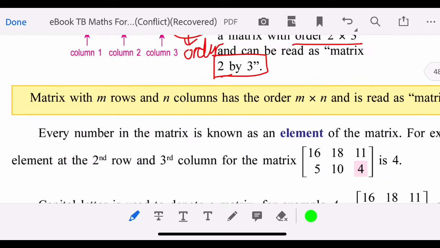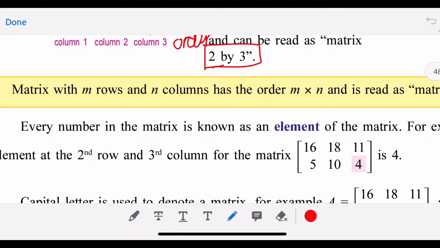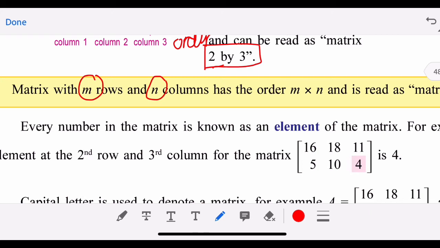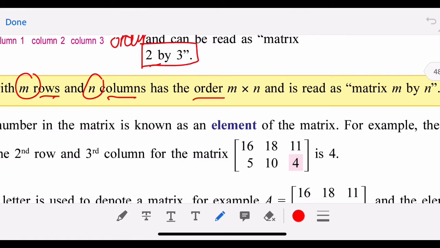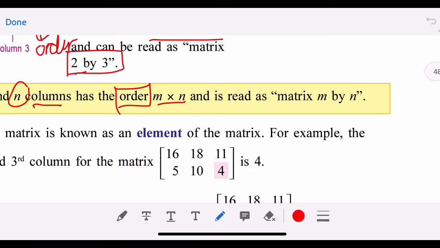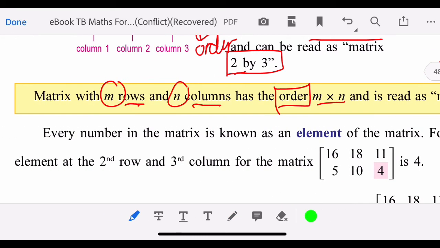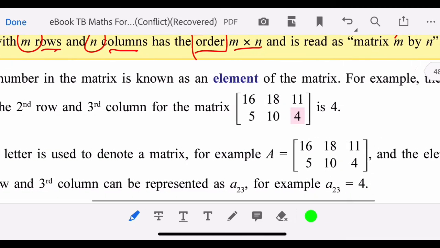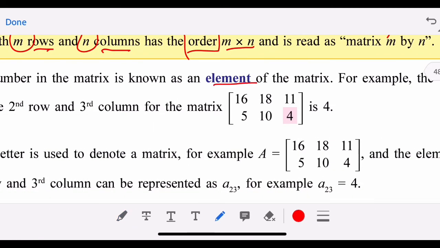So a matrix with m rows and n columns, its order is actually m multiplied by n, but we read it as m by n. We don't read it as multiply. So m by n, 2 by 3. Every number in the matrix is known as an element. For example, we have element 5 here.